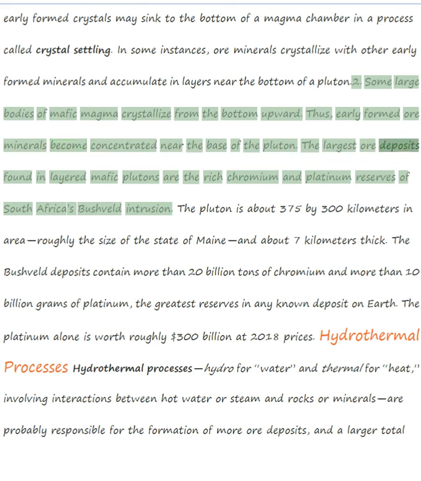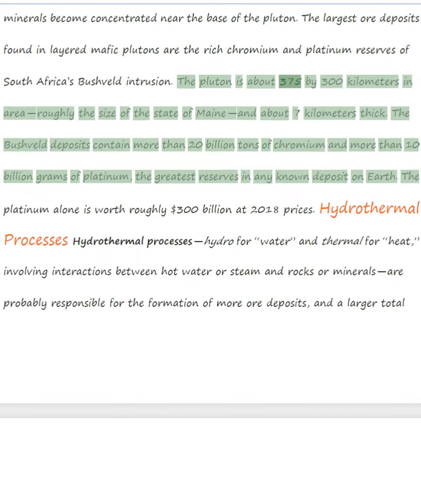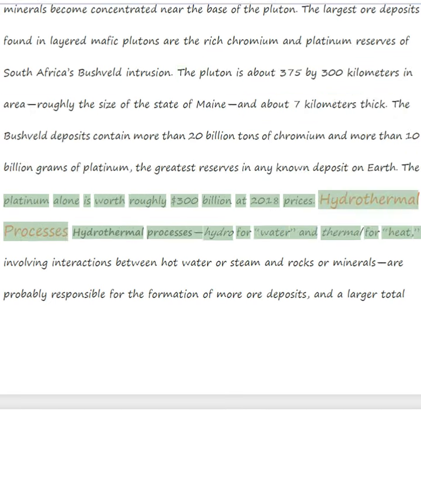The largest ore deposits found in layered mafic plutons are the rich chromium and platinum reserves of South Africa's Bushveld intrusion. The pluton is about 375 by 300 kilometers in area, roughly the size of the state of Maine, and about 7 kilometers thick. The Bushveld deposits contain more than 20 billion tons of chromium and more than 10 billion grams of platinum, the greatest reserves in any known deposit on Earth. The platinum alone is worth roughly $300 billion at 2018 prices.